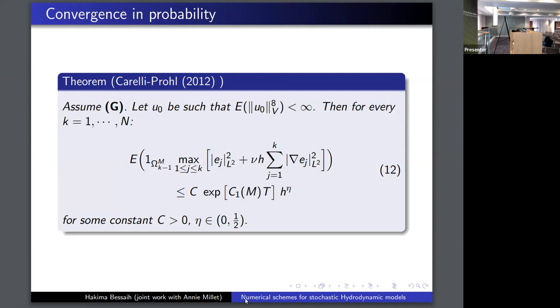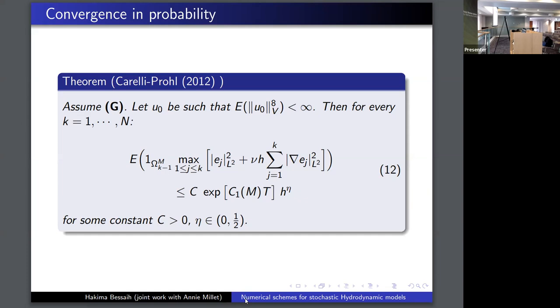For example, as a consequence, you will get convergence in probability, but localized. So if you assume this condition on g and g prime, here there is a mistake, so if you assume g and g prime, and you take the initial condition with a moment of order 8, then for every k, the localized error, that you localize on this space, is of order h to the power eta, and this eta is 1/2. By the way, there is a square here, this is 1/2 minus, which means that the error is of order 1/4 minus.